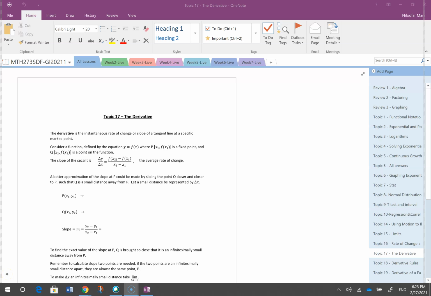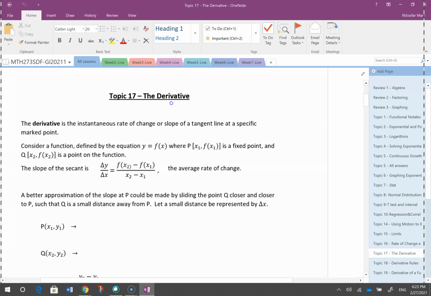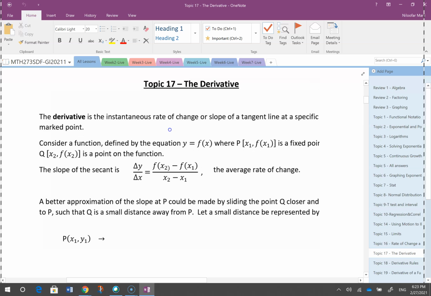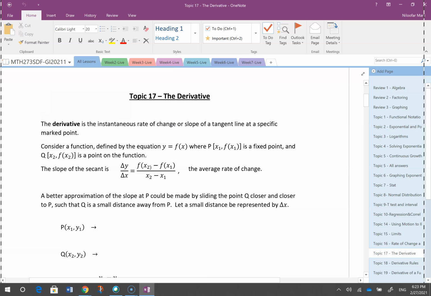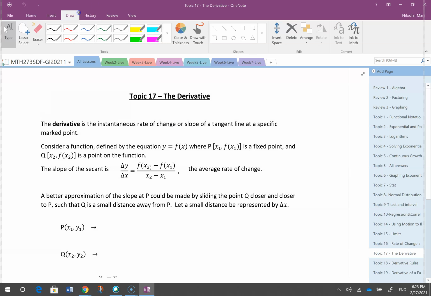Hi everyone, we are going to start topic 17, which is the derivative. Okay, I zoom in. We define the derivative, it's here. So the derivative is the slope of the tangent line that we already talked about, okay?